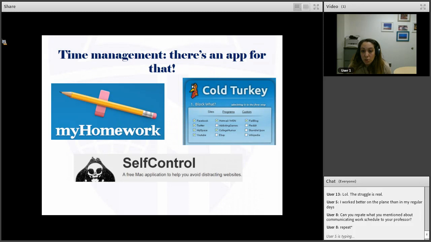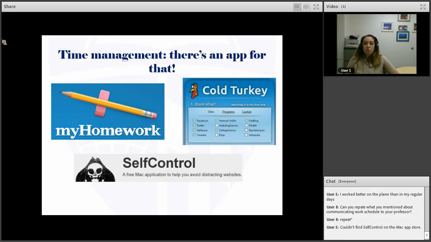Communicating your work schedule with your instructor. Oh, yeah, most of our instructors are part-time, so they will understand if something came up with work and you might have to turn something in like an hour late. They're usually really good about flexibility.